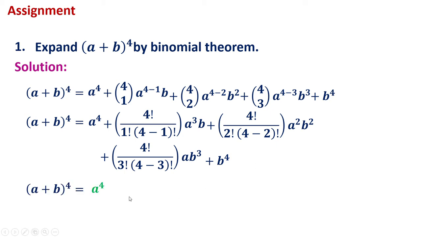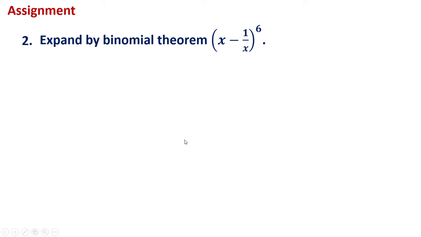And then a to the fourth, and this one is 4a cubed b. And this is 6a squared b squared. And this is 4a b cubed plus b to the fourth. O, diba? So, dyan lahat ng galing yung mga yan. So, check na 4, 3, 2, 1. And number 2, we have to expand by the binomial theorem the quantity of x minus 1 over x raised to 6.